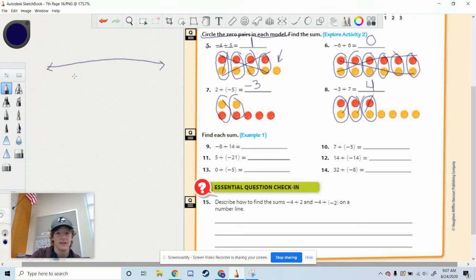If we had a number line, we're going to start at negative 8, and we're going to go up by 14. Okay, so this is negative 8. And let's count by 2s. Here's 2, 4, 6, 8, 10, 12, 14. So we went up 14.